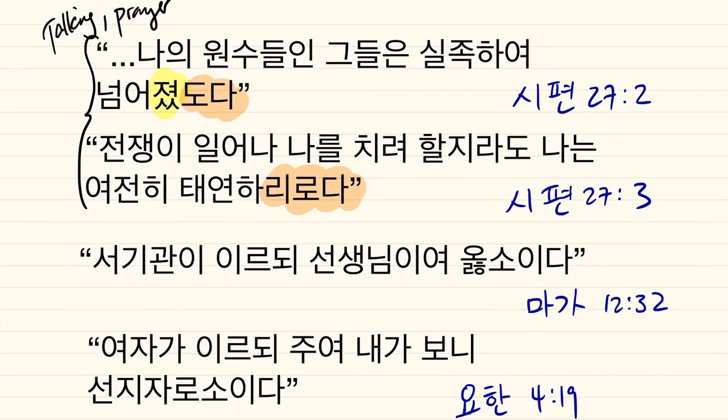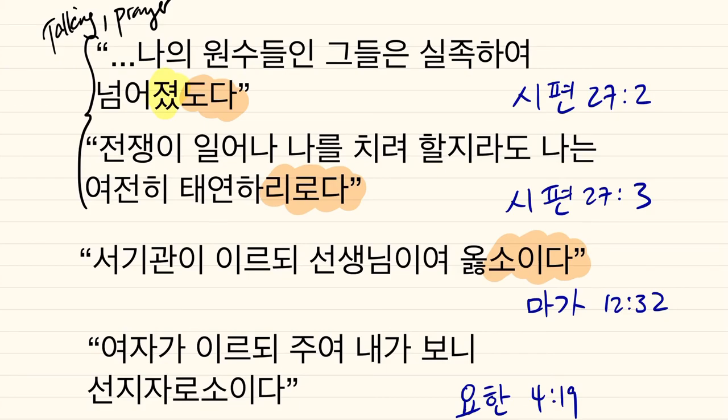This one is from Mark chapter 12, verse 32. Jesus asked a question about the greatest commandment, and he answered. And this is the response: 서기관이 이르되 선생님이여 옳소이다. This is the ending here. He's saying that you are right. So there's exclamation, but he's speaking to a teacher, to Jesus here, so it is in the polite or honorific form.